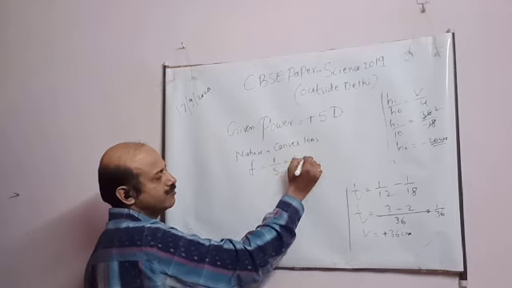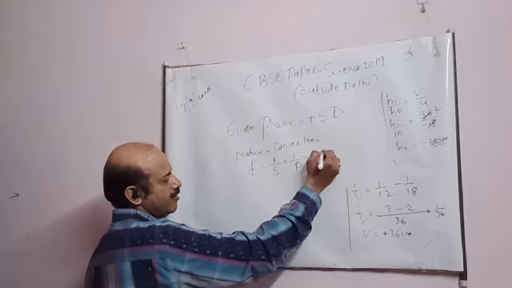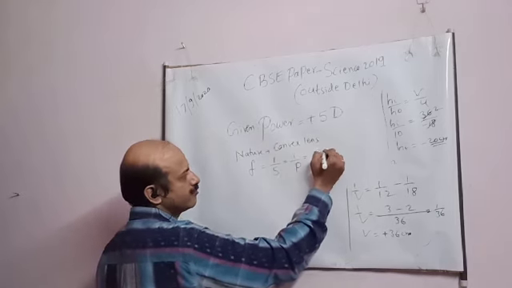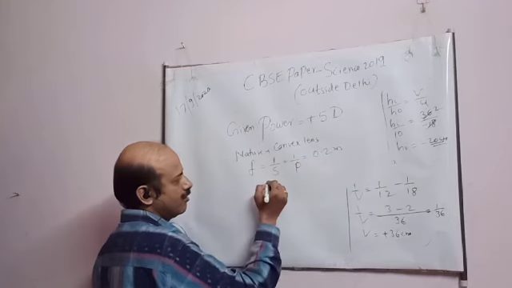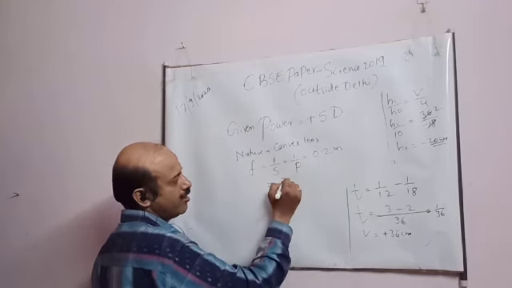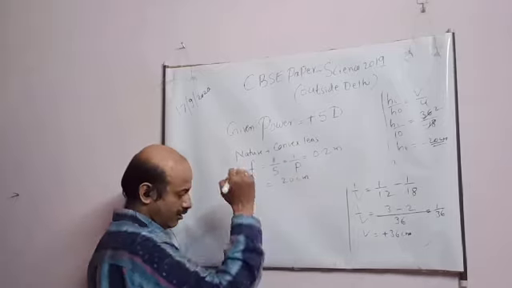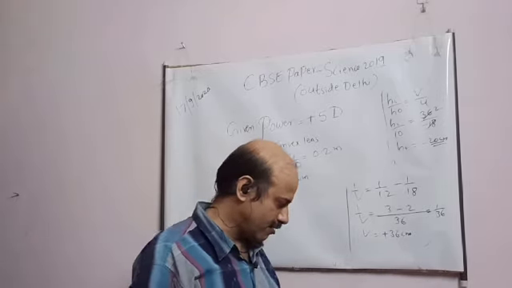This is the formula, and this comes out to be 0.2 meter, which becomes 20 centimeter. This was the first part of the question, student.